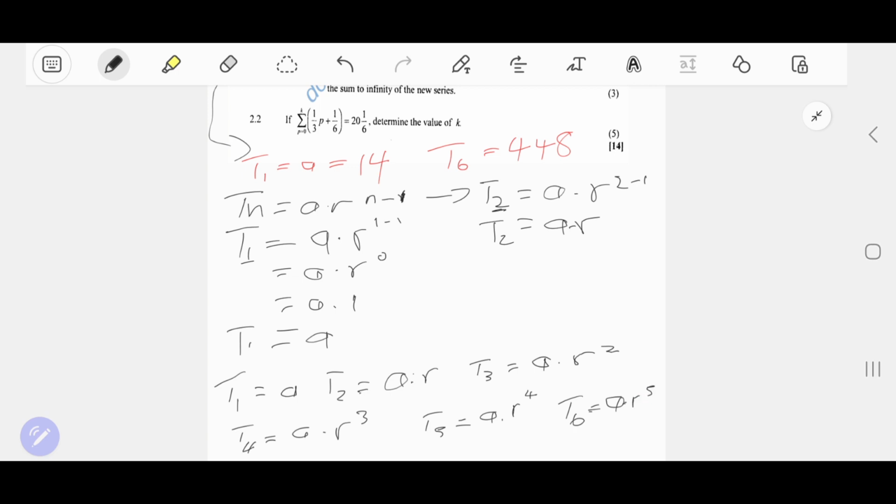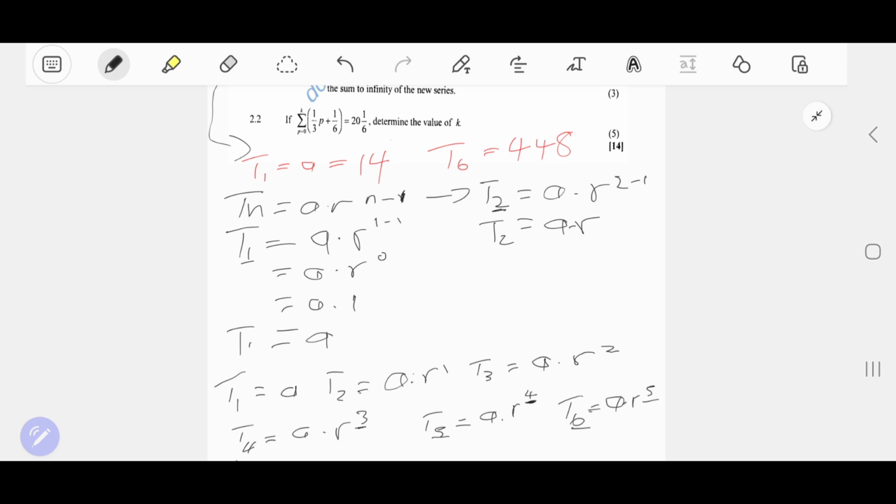You can go on and on, but there's something that I want you to observe. If we are going to say T6, we raise the exponent of r to 5, 1 lesser. If you're going to say T5, we raise the exponent of r with 1 lesser, which is 4. Same thing here: T4, you can see you've raised it with 3, and then for 2, you'll raise it to 1. So you can go on.